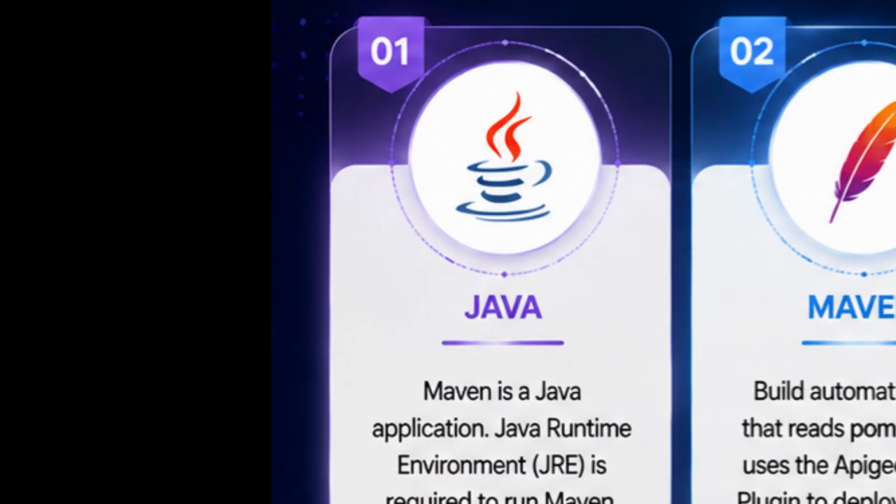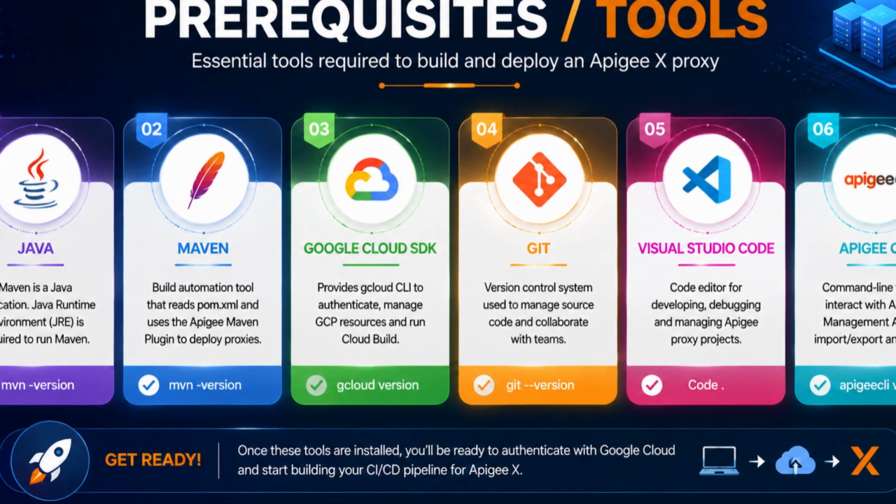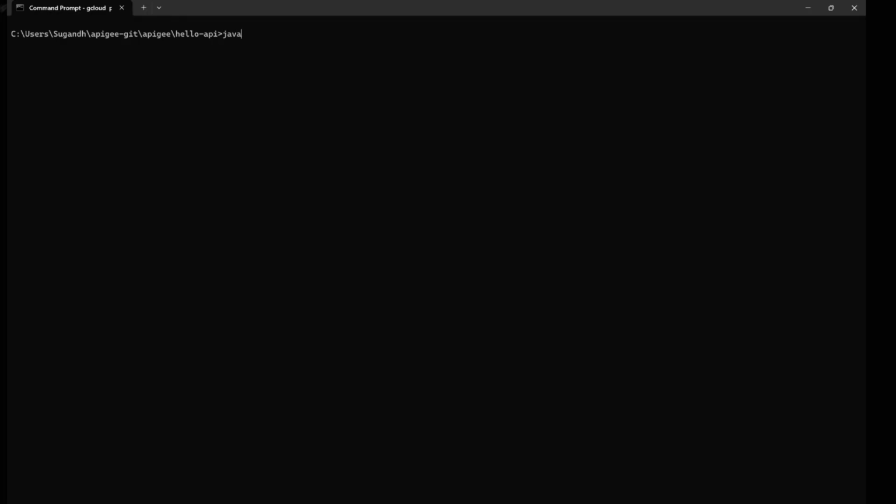Let's begin with Java. Many people assume we install Java because we're writing Java code. That's not the case here. We're installing Java because Maven is a Java application. Without Java, Maven simply cannot run. Even though our Apigee proxy is mostly XML, Maven still needs the Java runtime environment. This command confirms that Java has been installed correctly.